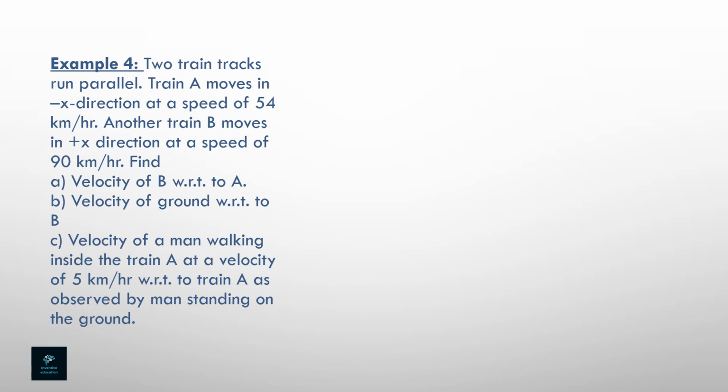For better understanding, let us take an example. In this example, two trains A and B are moving on parallel tracks. Train A moves in negative x direction at a speed of 54 km per hour. Train B moves in positive x direction at a speed of 90 km per hour. We are required to find first the velocity of B with respect to A, second the velocity of ground with respect to B, and third the velocity of a man walking inside train A at a velocity of 5 km per hour with respect to train A as observed by the man standing on the ground.